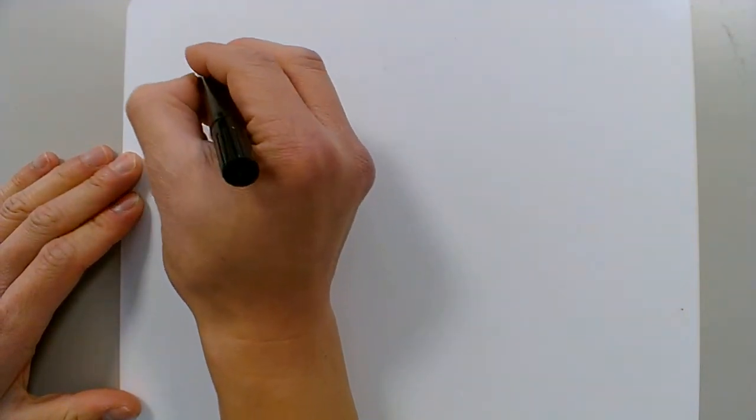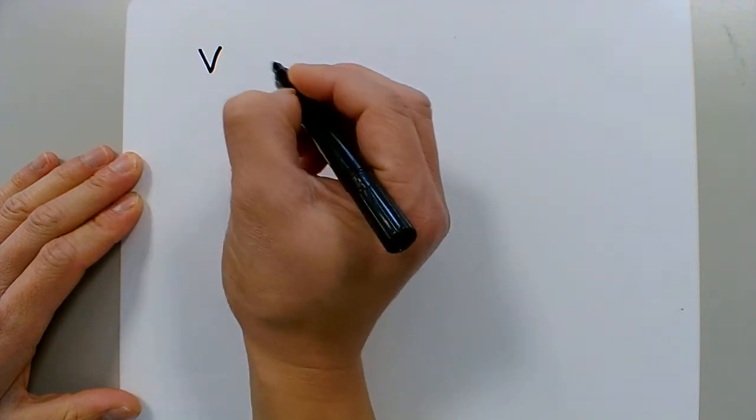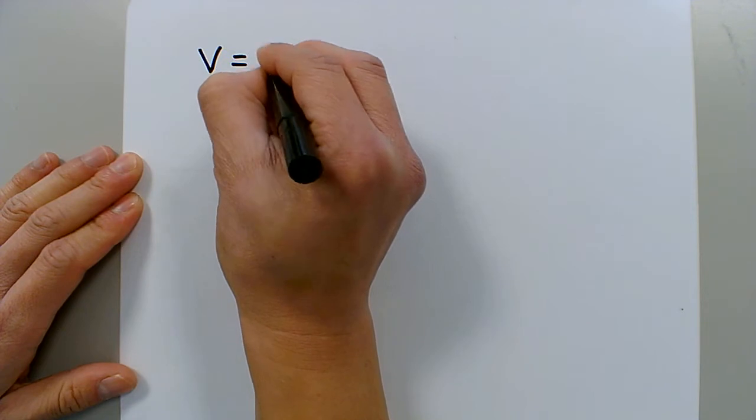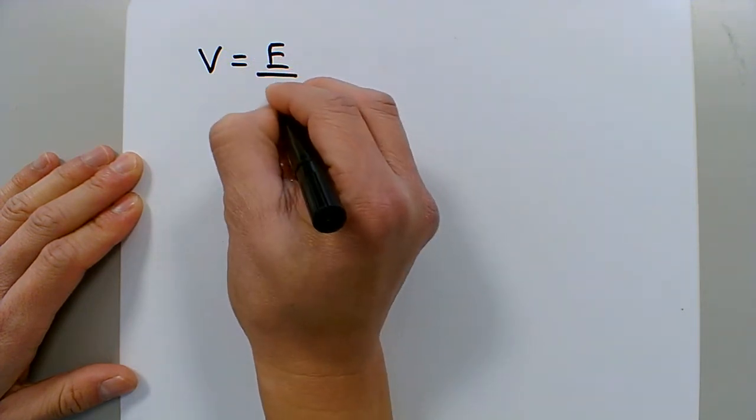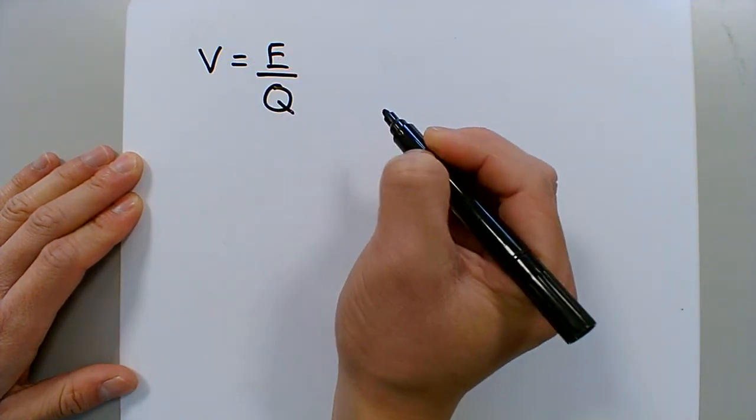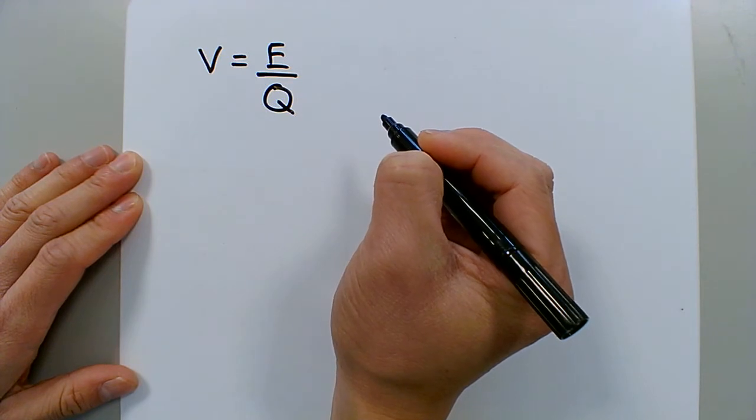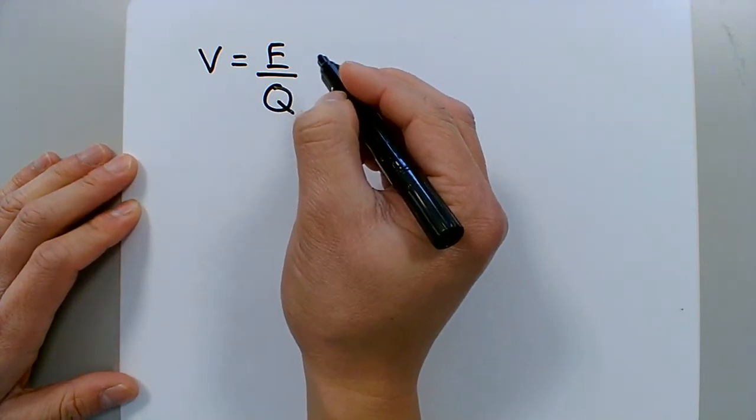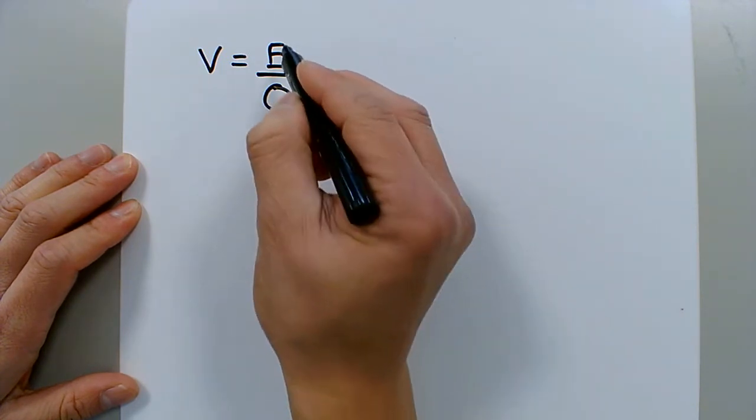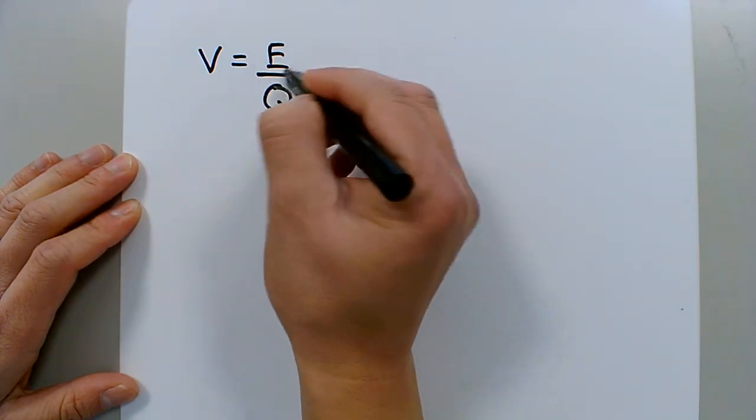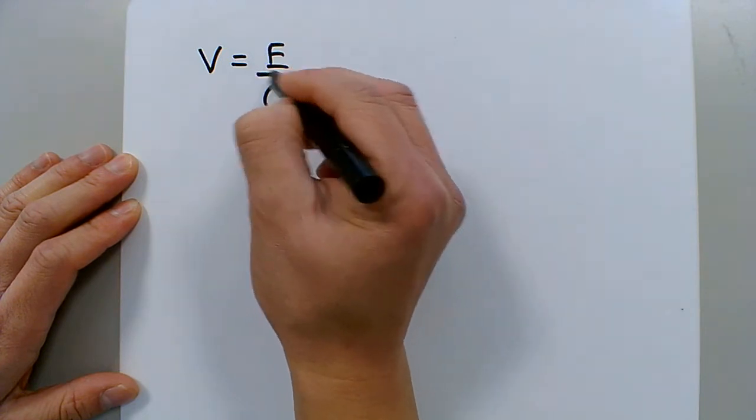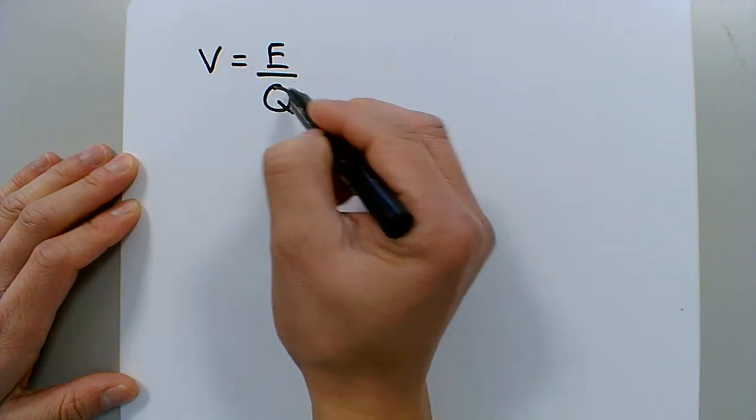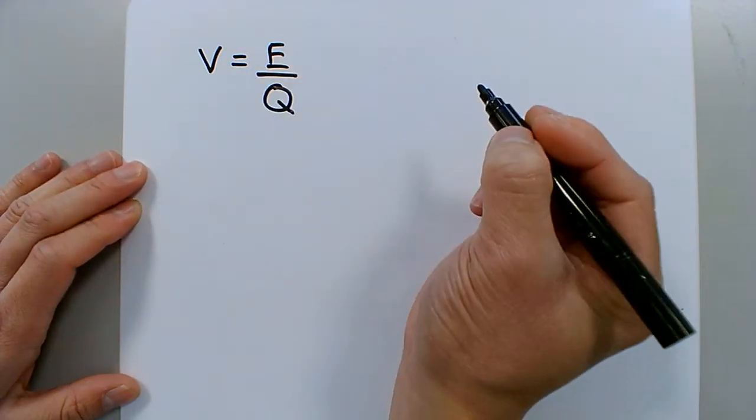So we've got potential difference, which is V, equals energy divided by the charge, which is Q. Now, sometimes the questions will ask you to make E the subject, or you're trying to find out what E is, and they've given you the values for potential difference and charge. So how do you rearrange the equation?